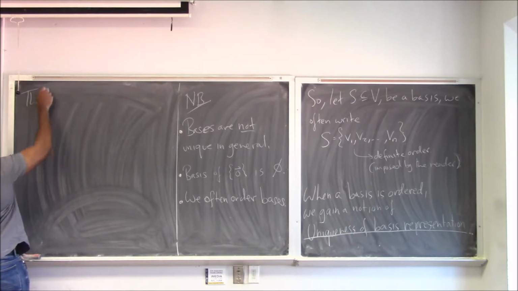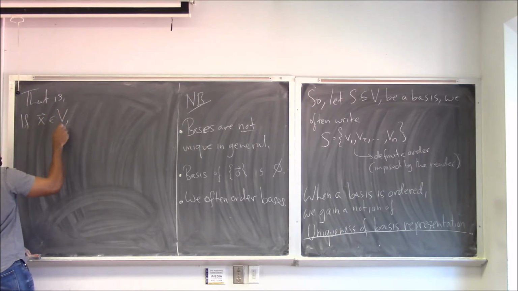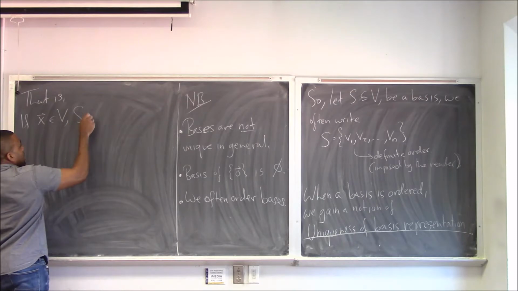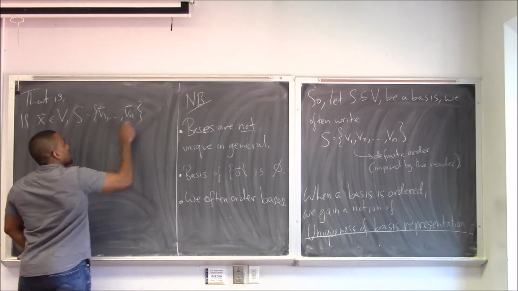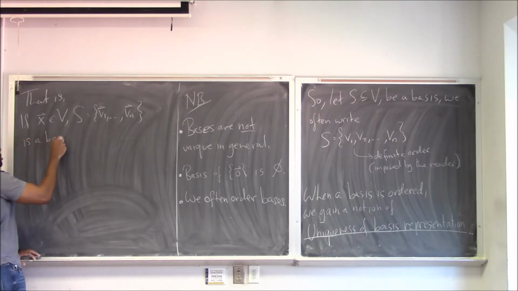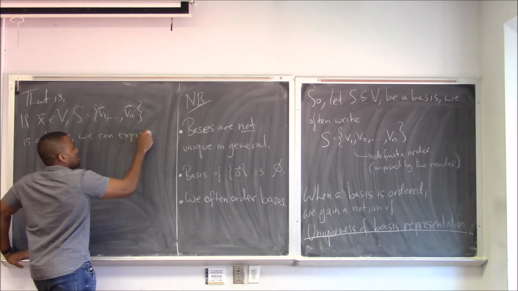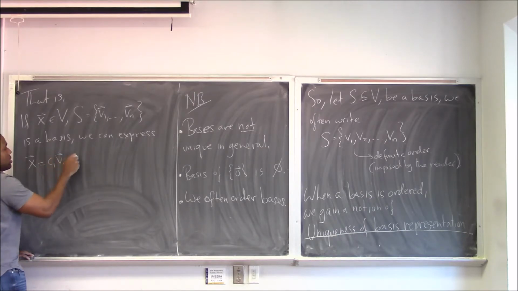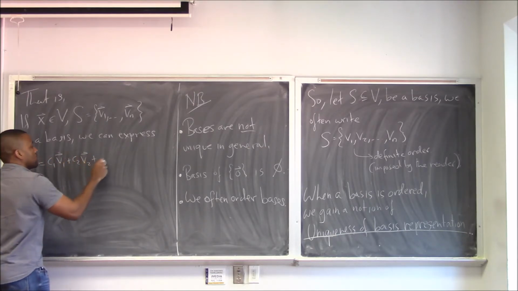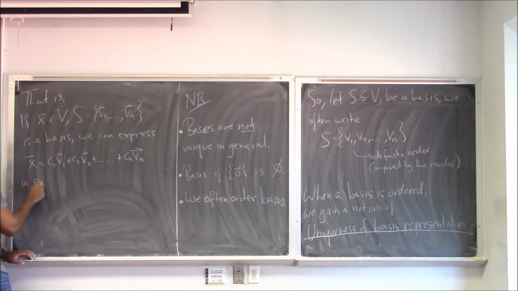That is, if x is in V and S equals V1 to Vn is a basis, we can express x equals C1 V1 plus C2 V2 plus Cn Vn in exactly one way.